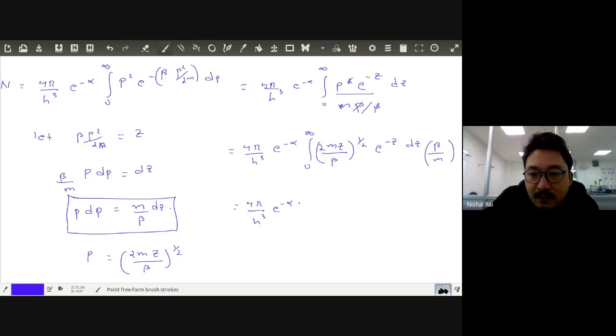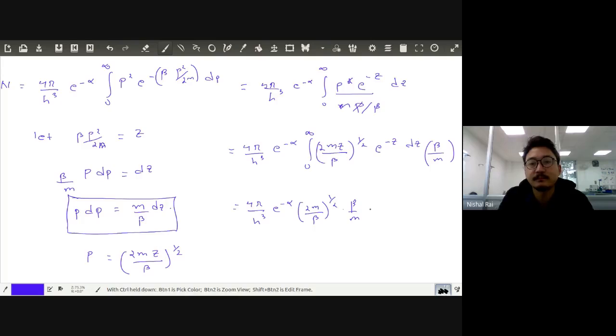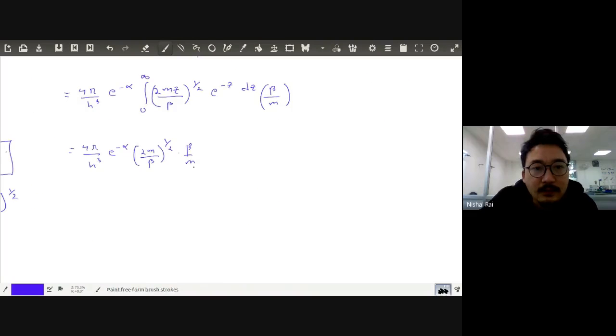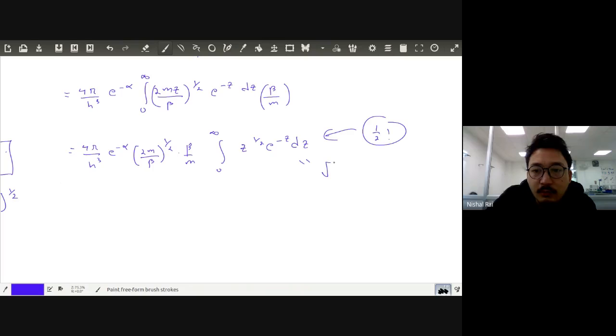This 2m by beta to the power half is constant. This is also a constant. Beta by m is also constant. So you're left with 0 to infinity z to the power half e to the power negative z into dz. Basically, what is this? This will give you what? This is gamma of 3 by 2. So this will give you root pi by 2, or half factorial. Which will be equal to how much? Root of pi from the gamma function. You can exactly get this.